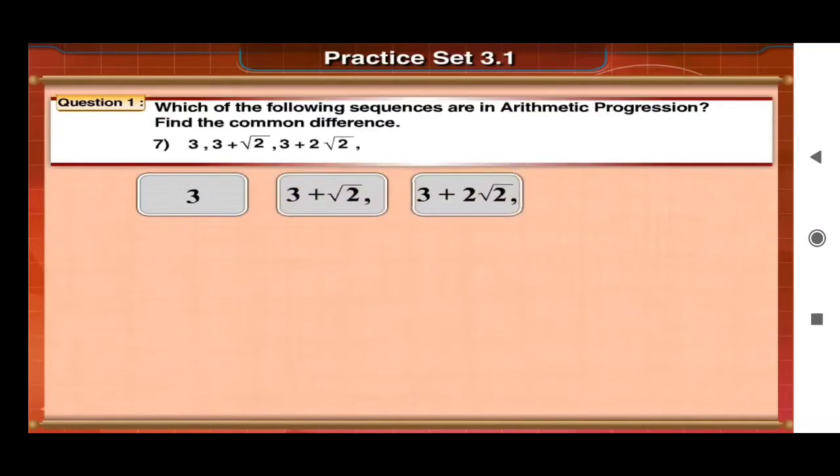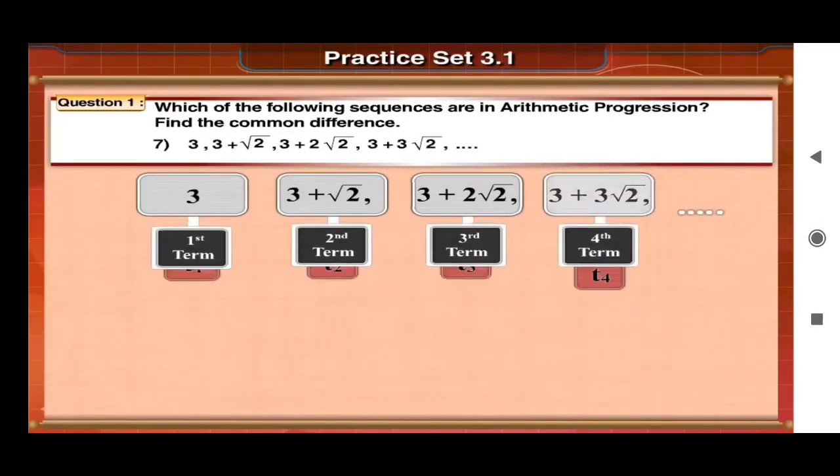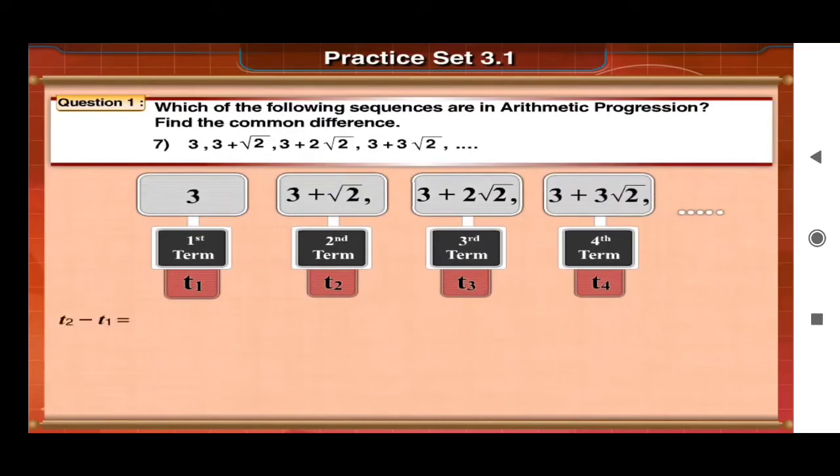7. 3, 3 plus root 2, 3 plus 2 root 2, 3 plus 3 root 2, and so on. T2 minus T1 here is 3 plus root 2 minus 3, that is equal to root 2.